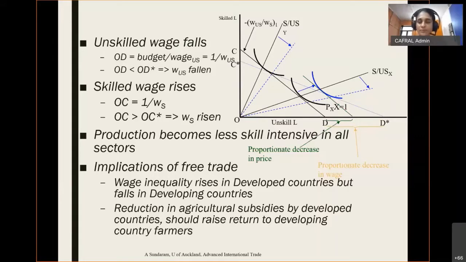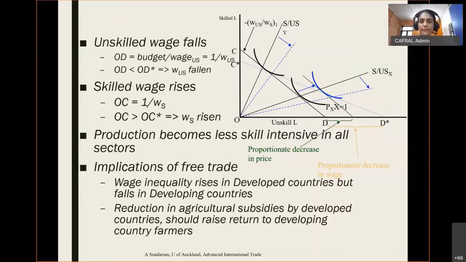What implication does this have for inequality? And let's talk about inequality as the differential between skilled and unskilled workers, right? So when you have a skill premium, that's an increase in inequality. When unskilled workers lose at the cost of skilled workers, that's going to be more inequality. So let's talk about it that way. What are the implications of free trade for inequality?